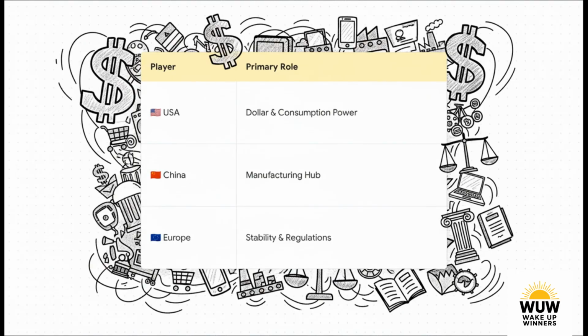First, you've got the USA. Its power comes from two things, its massive consumer market, and of course the almighty US dollar. Then you have China, the world's factory, basically. And finally, there's Europe, which acts as a huge stabilizing force and sets the rules for a lot of things, from data privacy to environmental standards.